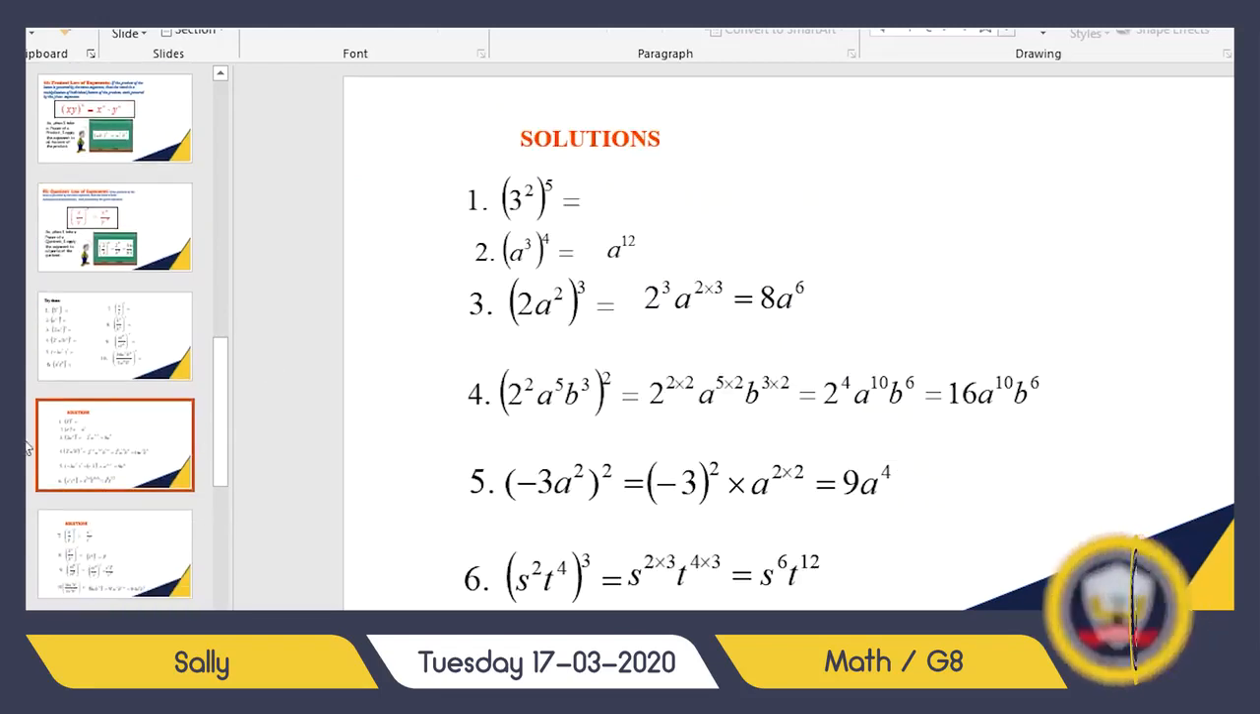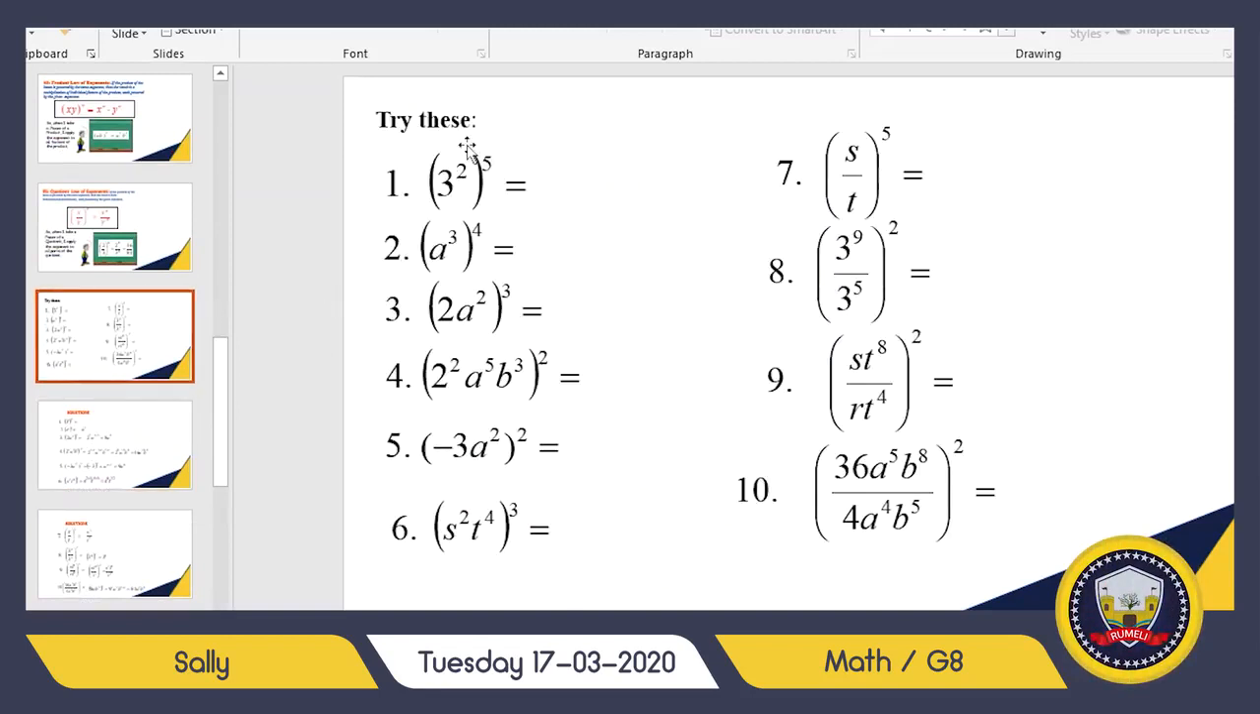what's going on. If I tell you here 3 to the power of 2 all to the power of 5, this is what we covered yesterday, then we're just going to multiply both powers together. Then the answer will be 3 to the power of 10. What about if we have a to the power of 3 all to the power of 4? Also, we're just going to multiply the powers together, so the answer will be a to the power of 12.